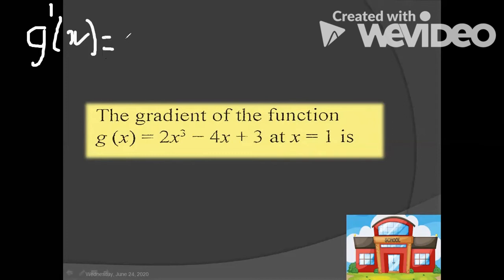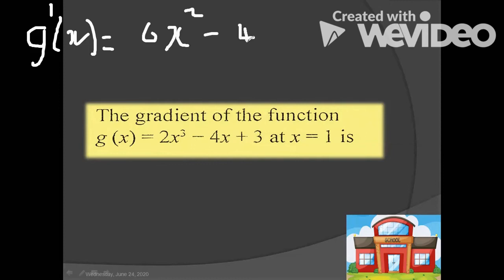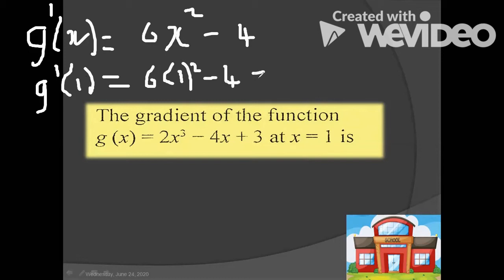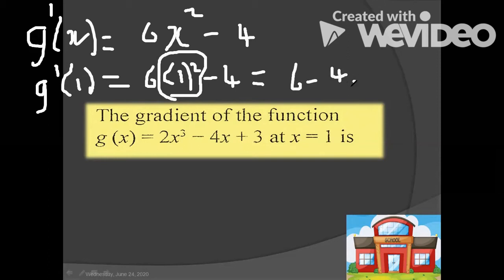So g prime x gives us 6x squared subtract 4. Then we're going to replace x with 1. So it's 6 times 1 squared subtract 4. Now 1 squared is 1, so we work this out first. 1 squared is 1, and 6 times 1 is 6. So we end up with 6 subtract 4. Answer is 2.